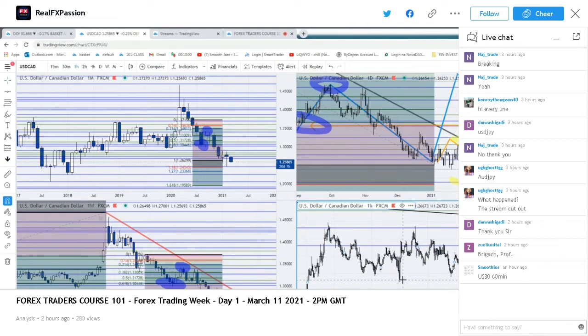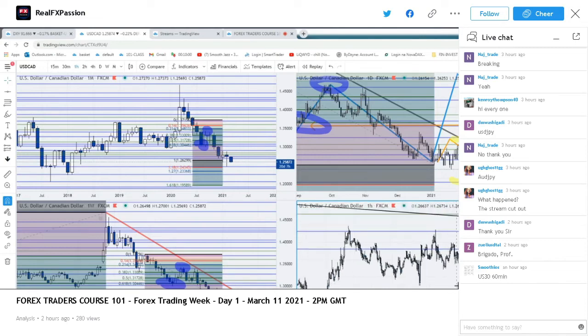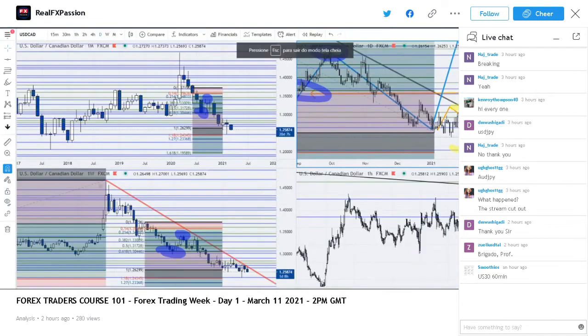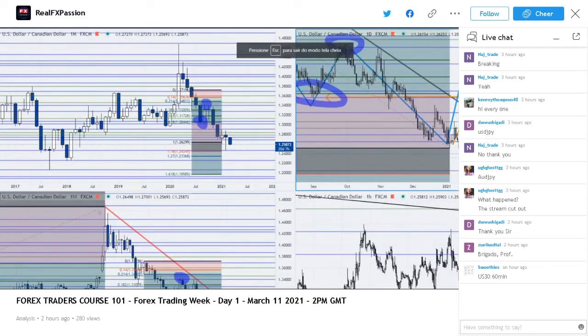USD CAD, Nudge, are you still here, Nudge? USD CAD, what is your view? Do you want to go long? Do you want to go short? Nudge, okay. What time frame do you want to check? What time frame do you want to show? Okay, what time frame?